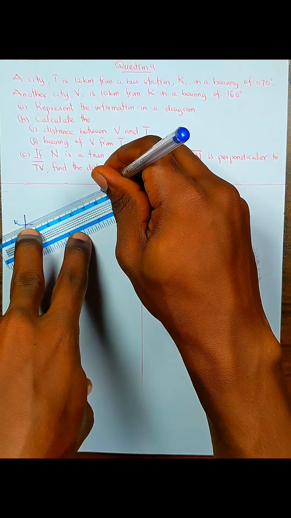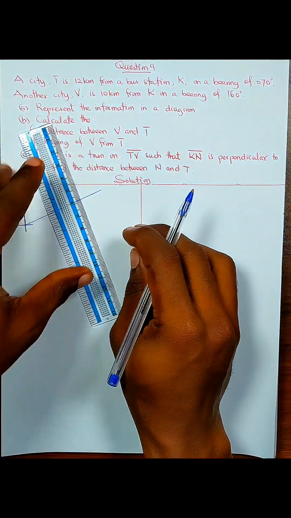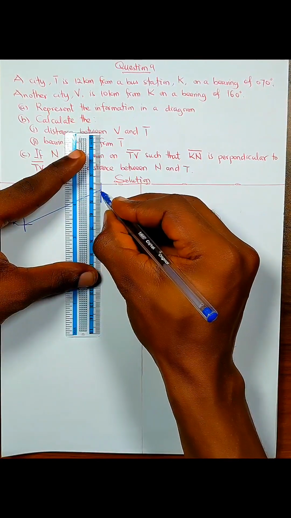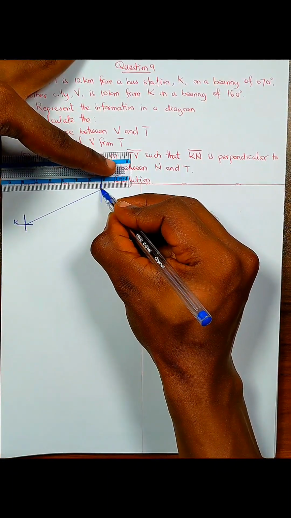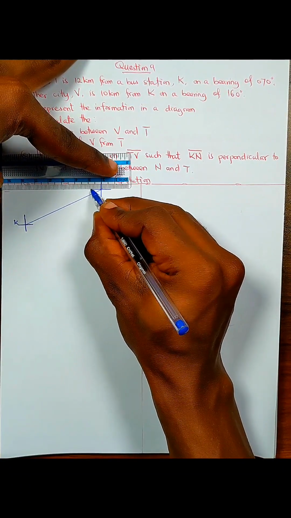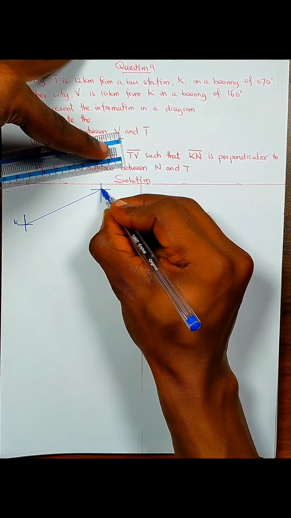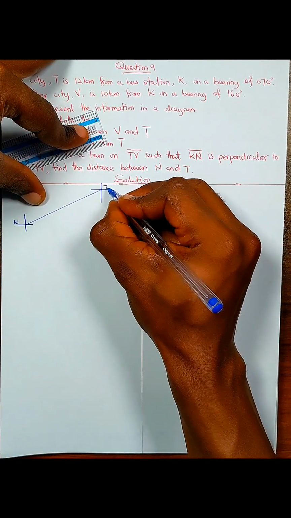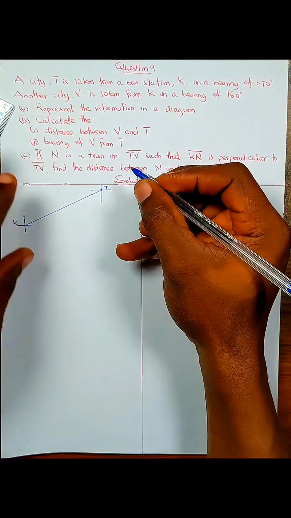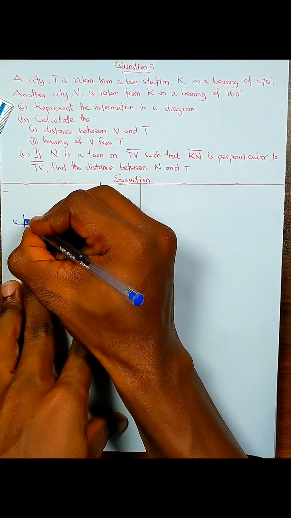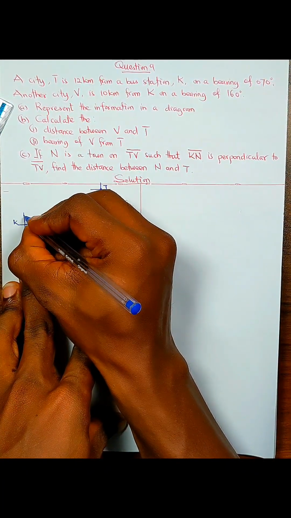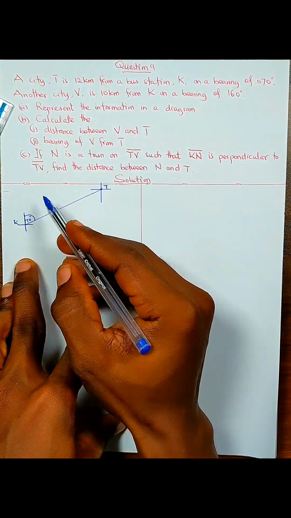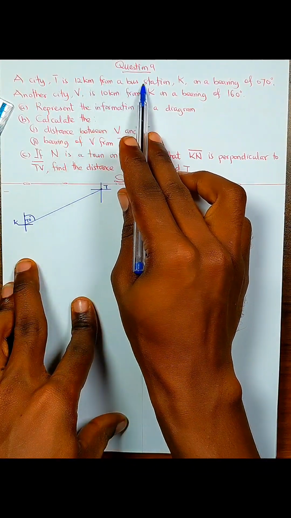It is called town what? T. The moment I arrive, I also draw a vertical line to touch that point, then a horizontal line so that these lines meet at this point. So that point is what we call point T. Okay, so this is the town T. So we are saying that from the north of K is 70 degrees.